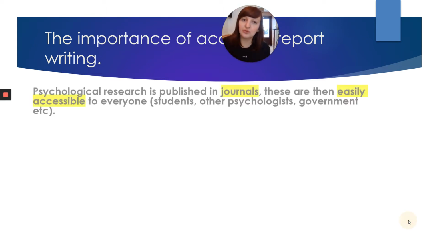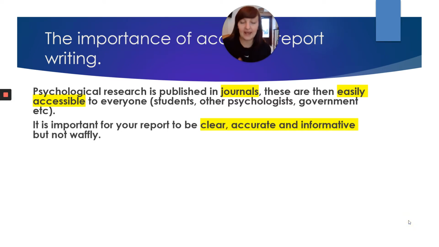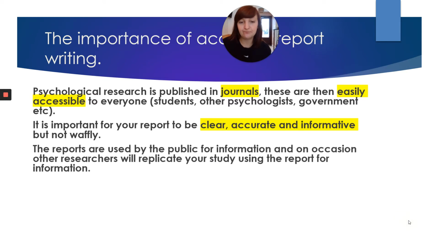So we know it's really important when it comes to writing these reports because they're accessible for everyone to see. They're on Google Scholar. You just have to Google it and it's there. The government may use it, other psychologists, obviously students in their dissertations. It has to be clear, it has to be accurate, and it has to be informative, not waffly, not using floaty words, but really specific.